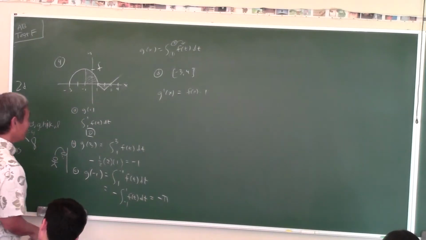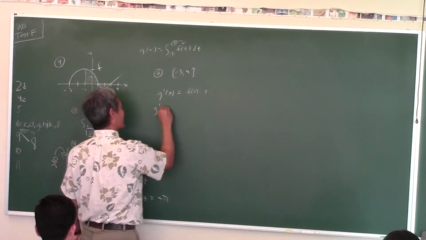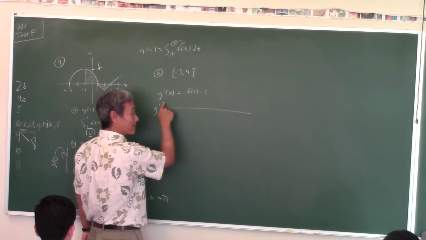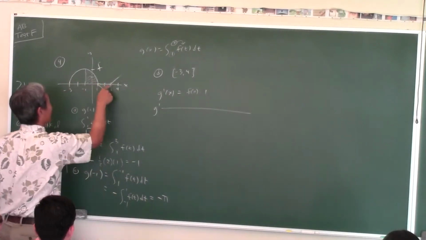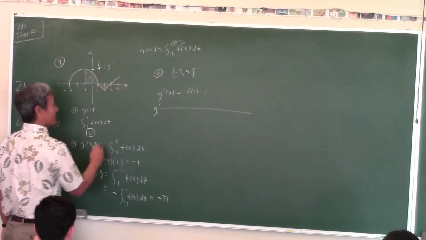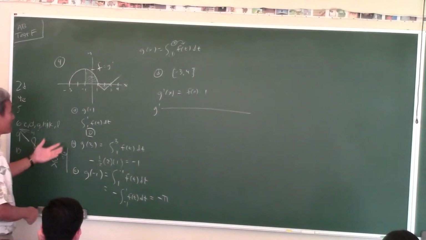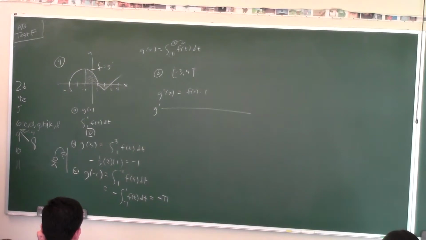So if I'm going to make a number line for g prime, I have to make a number line for f, because f is equal to g prime. So if this is the graph of f, that's g prime. Simply make a number line for this graph right here. So where does that graph touch the x-axis?